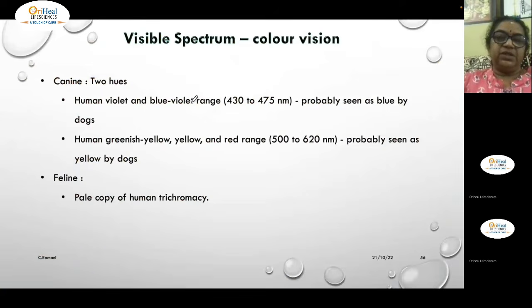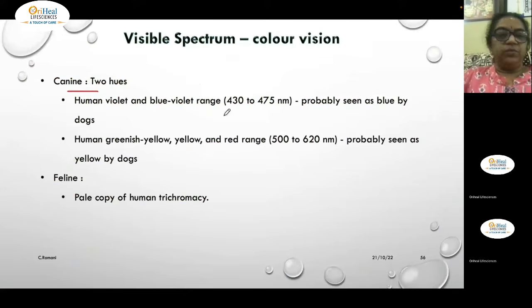Visible spectrum, color vision. This is again a debate that is going on on the animal side, but they say in canines they can see two shades. Mainly they see yellow as well as red, probably yellow, by dogs seen in the range of 500 to 600 nanometers, and they also see the blue violet range as blue. So they see only two shades. Whereas cats replicate the human trichromacy, meaning all three colors can be identified, but it will appear to them as very pale shades.